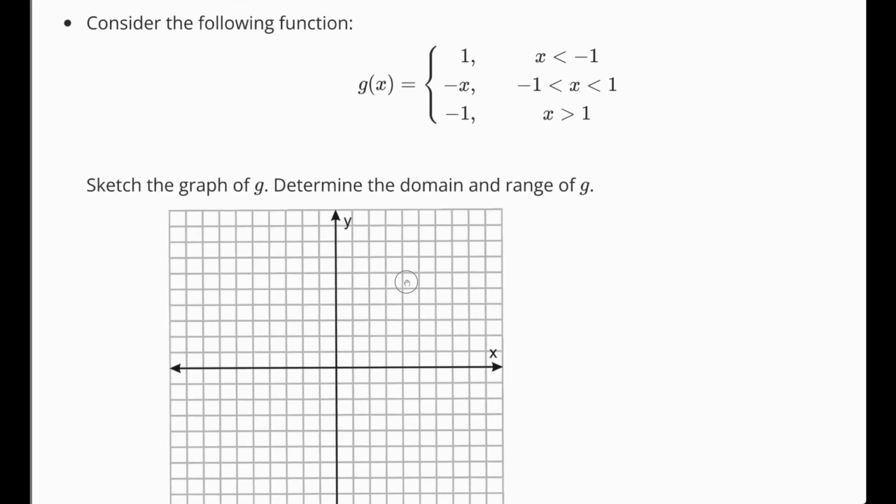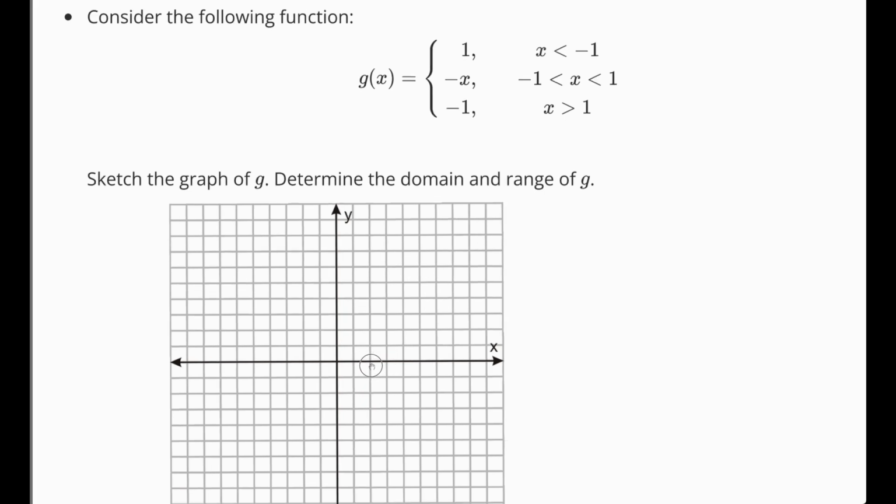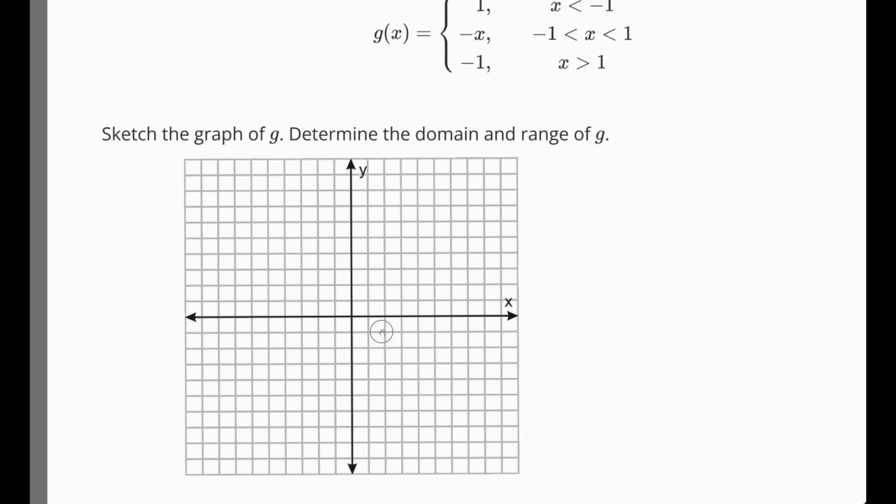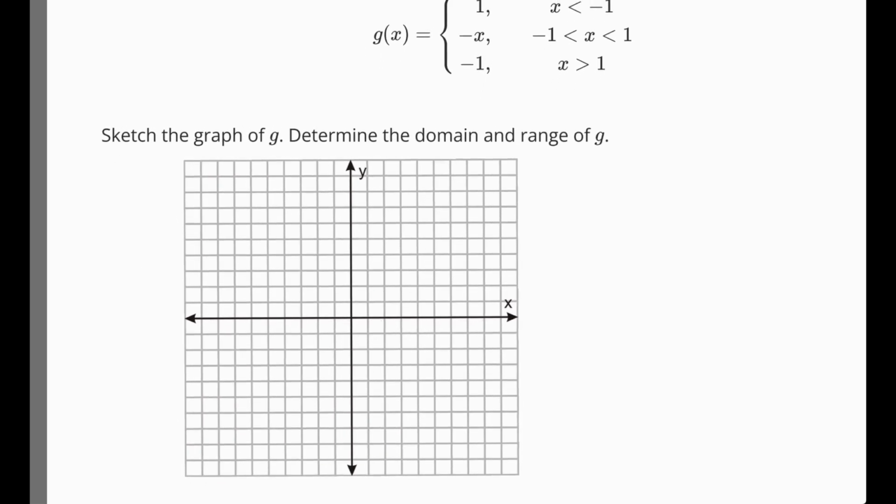All right, the next one we're looking at, it says consider the following function, g of x. Now it's a piecewise function that has 3 different pieces. And we're going to be sketching this and determining the domain and range for it. So what I recommend doing whenever you sketch these is to make the boundary based on the breakpoints. These breakpoints are all right here. So -1, -1 and 1 and 1 here.